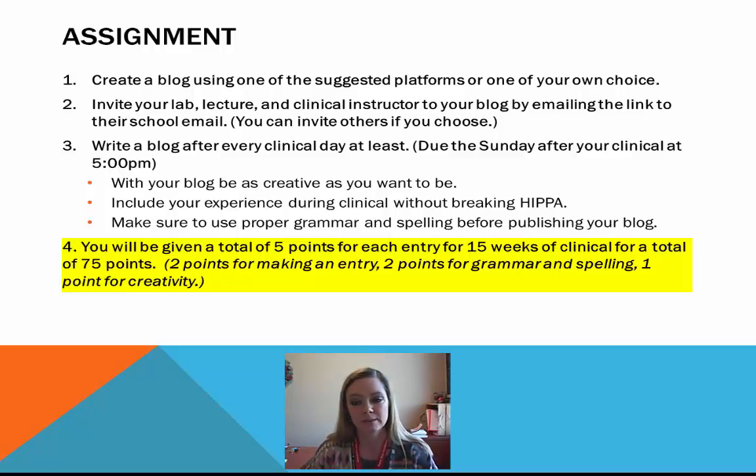Make sure you use proper grammar and spelling before you publish your blog. So it'd be good to read over that and do a spell check and a grammar check before you post it out for us to see.